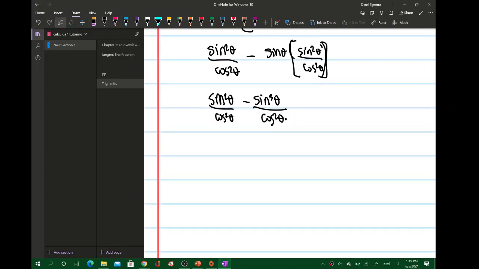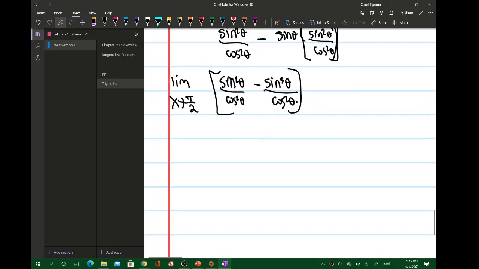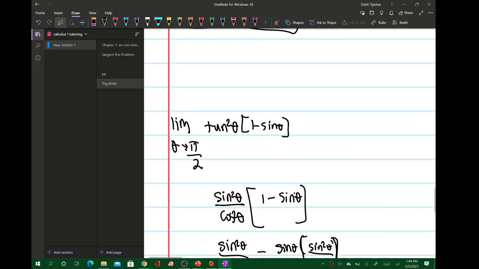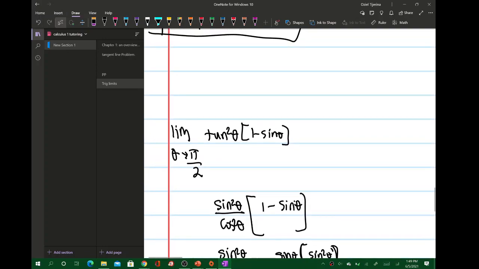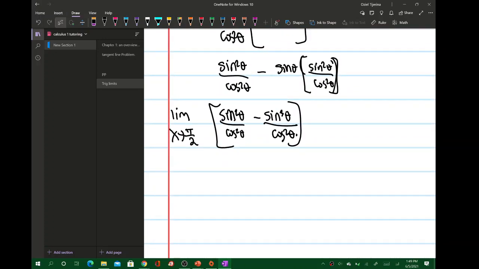I'm trying to see exactly how I can do this one. This one's tricky. The limit as x approaches pi over 2 of this, trying to think. I wonder if it's possible to... Hold on, give me 1 second, guys. I'm going to try to see how this is. So let's see.